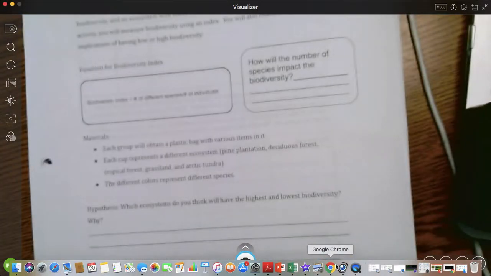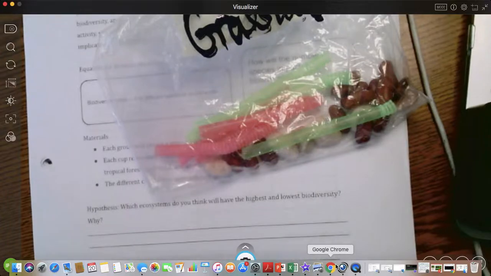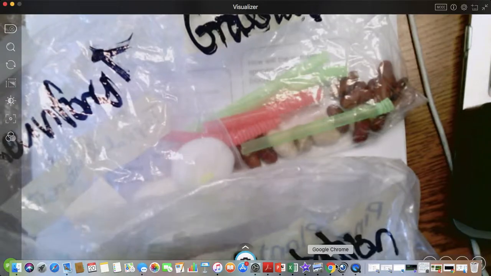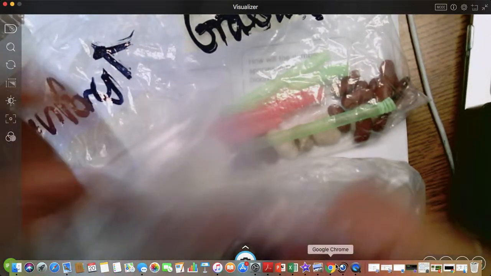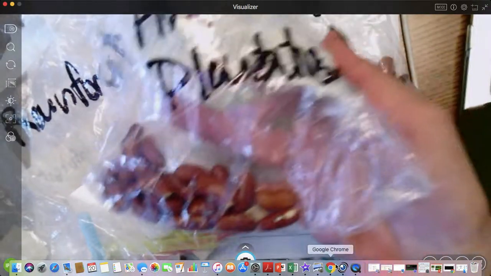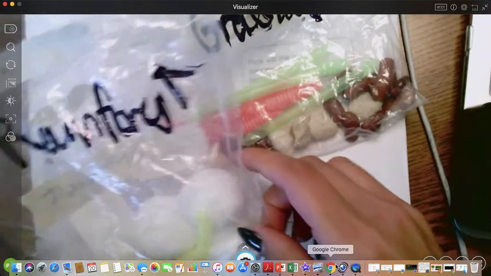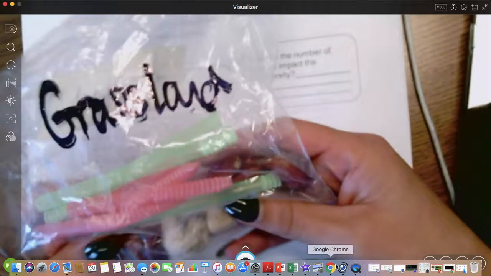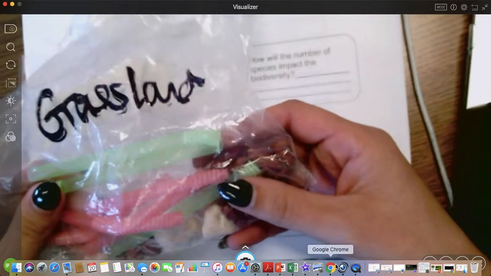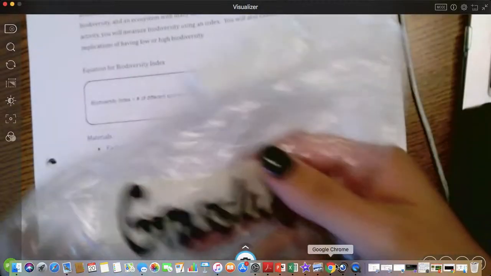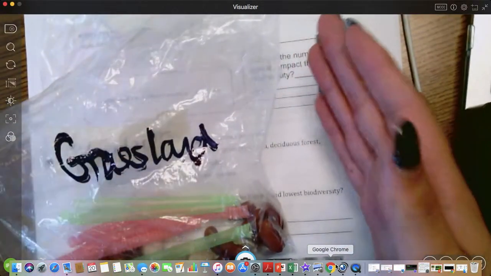For this experiment, you're going to have 5 baggies. You're going to get one at a time, so we will have to share these because I don't have enough for one bag for every single person at once. These bags represent different biomes, for example the tundra, the pine plantation or farm, deciduous forest, tropical rainforest, and grasslands. Each baggie has a certain amount of stufferkins in it. Each of these things represents a different species and individual. Our job is to figure out which one is the most biodiverse and which one is the least biodiverse.